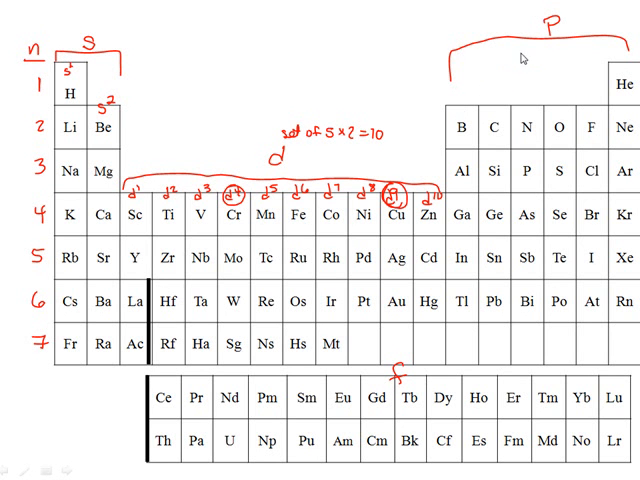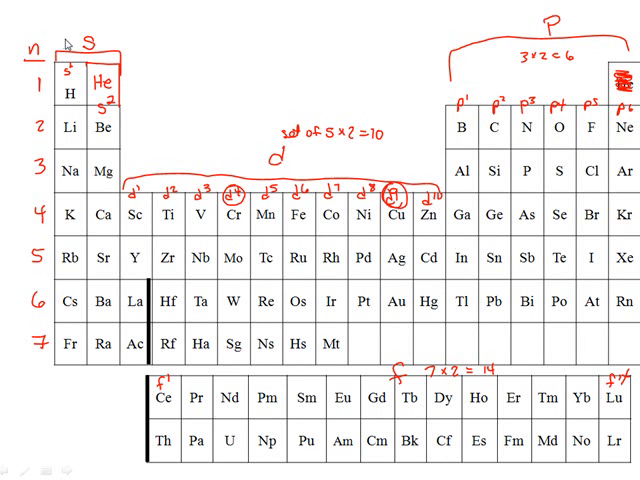p orbitals come in sets of 3, times 2 electrons each, holds 6 electrons. So we have p1, p2, p3, p4, p5, and p6. Helium doesn't really count over here, but for purposes of electron configurations, let's stick helium over here. Alright, and then we have f electrons, which come in sets of 7 times 2 electrons each, is 14 electrons, and we can go from f1 to f14.